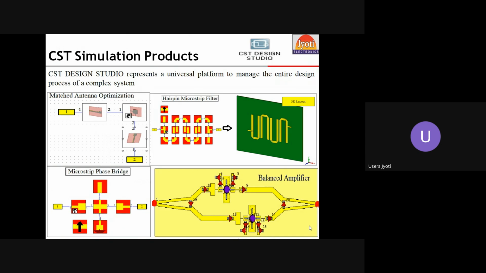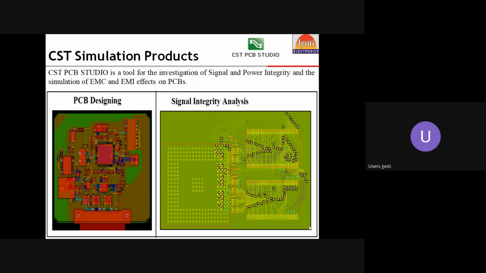CST Design Studio is also there. If there is a complex structure, we can distribute it into small parts and analyze them one by one. So CST Design Studio is very useful for complex structures. And CST PCB Studio, here we can analyze signal integrity, power integrity, and EMI, EMC analysis for the PCB structure.